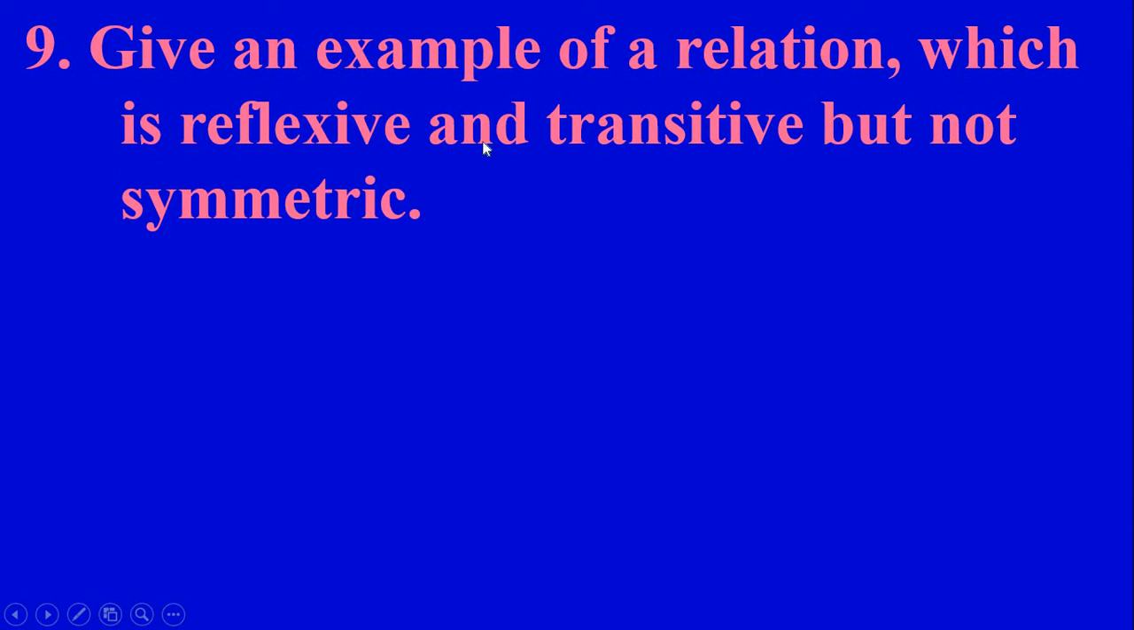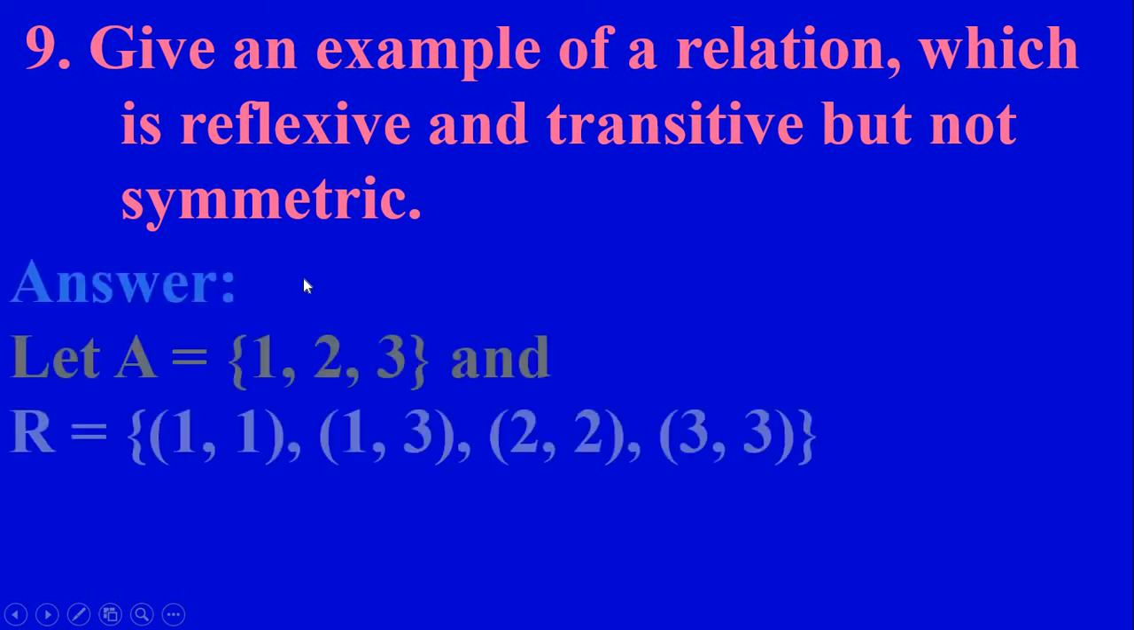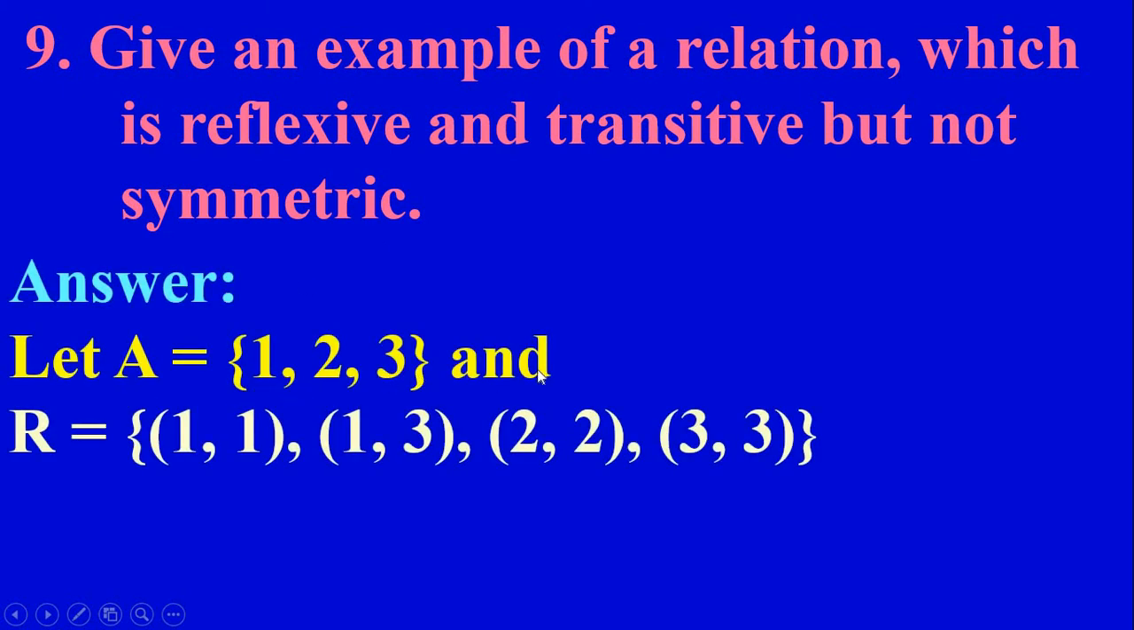Next question, give an example of a relation which is reflexive and transitive but not symmetric. So we write same as previous problem. We take one set A = {1, 2, 3}. We take one relation R = {(1,1), (1,3), (2,2), (3,3)}. Now you have to verify this relation is reflexive and transitive but not symmetric.